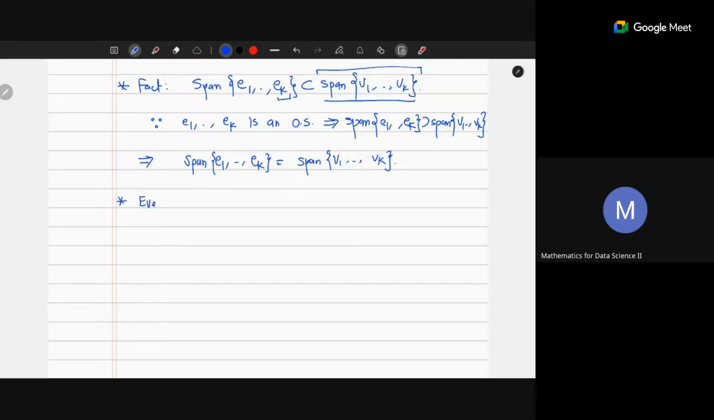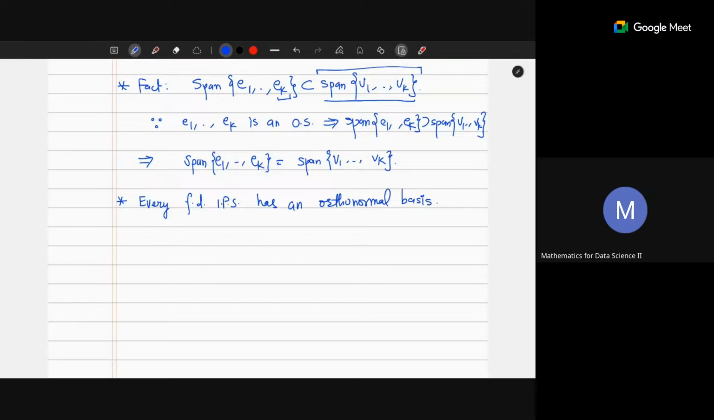Now another fact is that every finite dimensional inner product space has an orthonormal basis. We already know how to find a basis for a vector space, and once you have a basis, you can convert that into an orthonormal basis using this Gram-Schmidt process. So this is also direct.